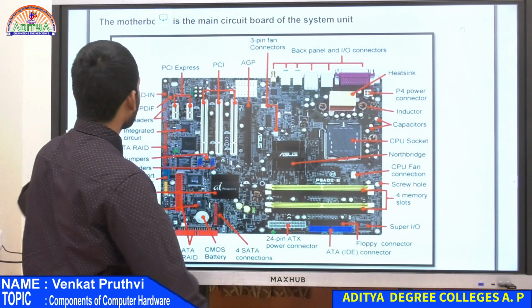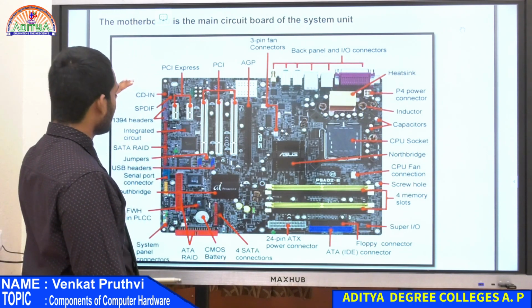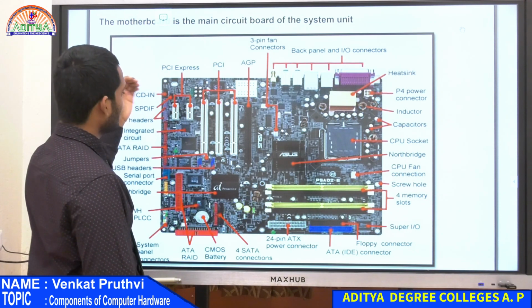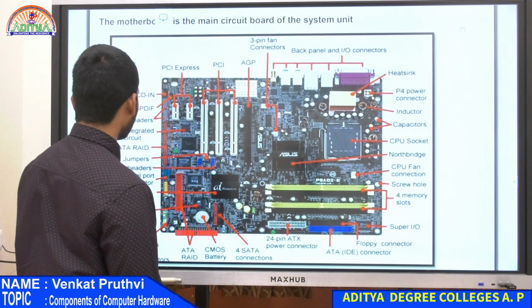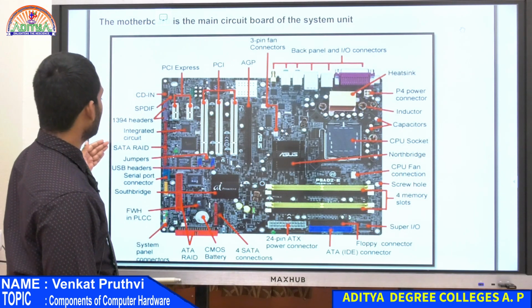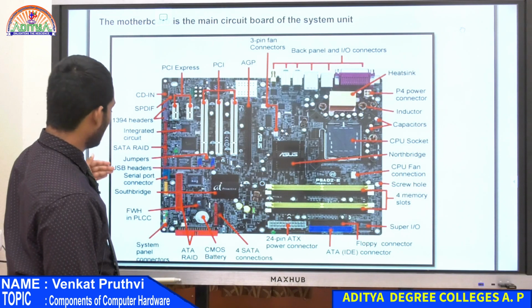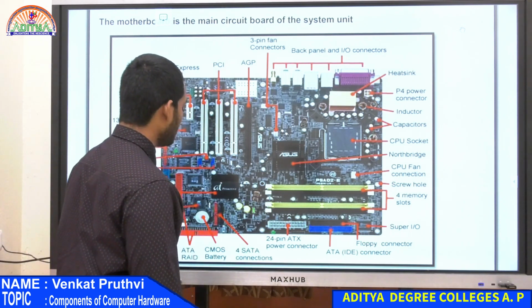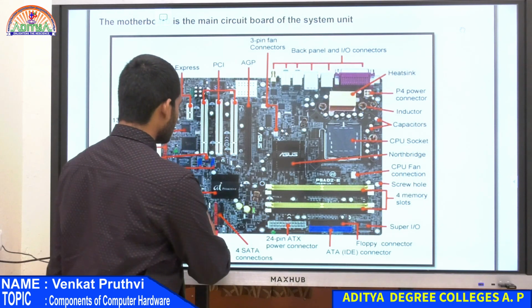And then you have your CD input here, where you will be able to see a small button which you click, and you will be able to open that CD drive. And then we have your IC circuits here, and then what else is important here? And then this is your CMOS battery. It will help you to understand the system state.